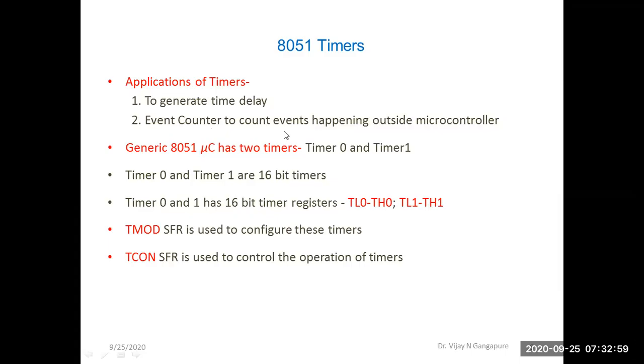In that case, you will install a hardware on the door. Whenever any person enters the room through that door, it will generate a pulse. So that hardware will generate a pulse, and that pulse we can input to the 8051 microcontroller, and we can employ any timer, that is timer 0 or timer 1 of the 8051 microcontroller, to count that pulse. That is called an event that is happening outside the microcontroller.